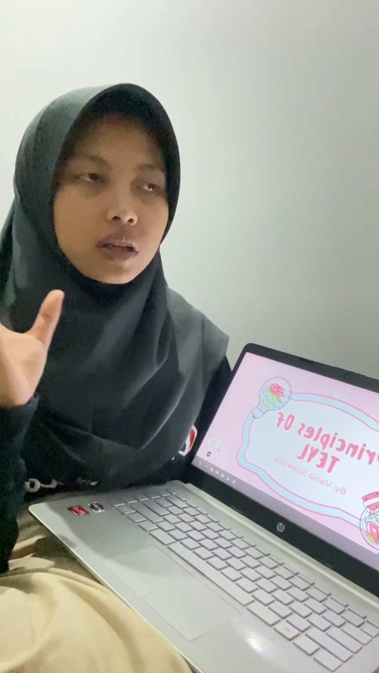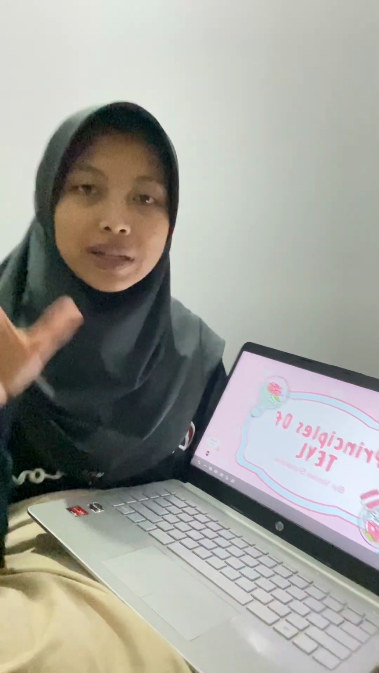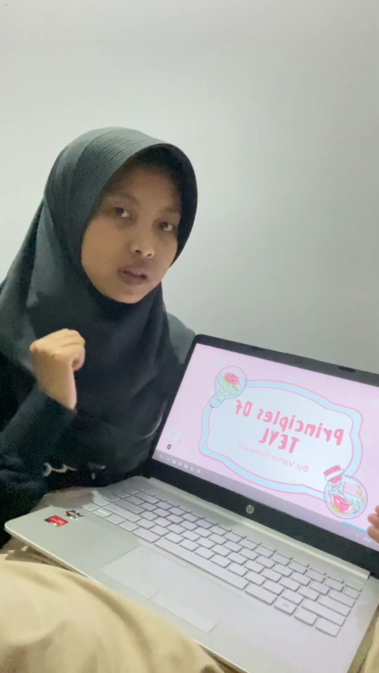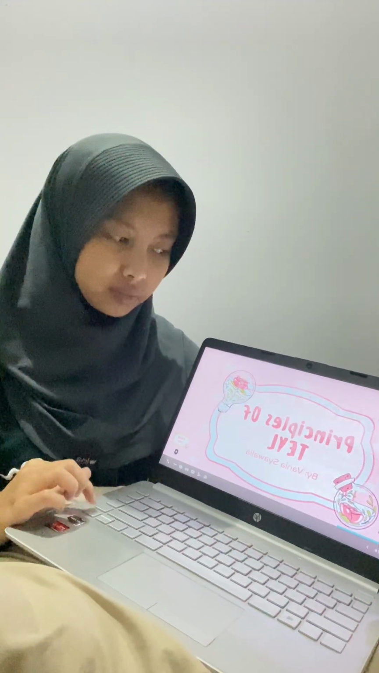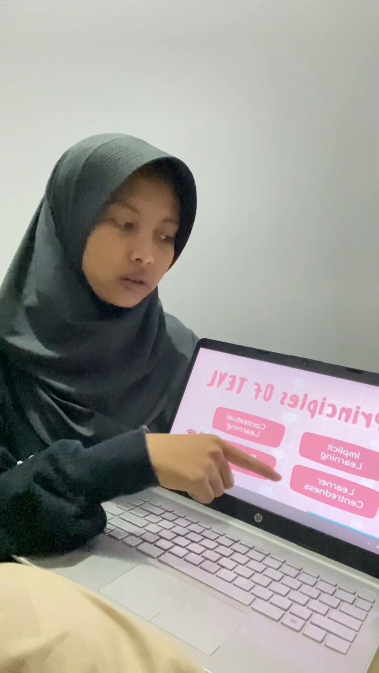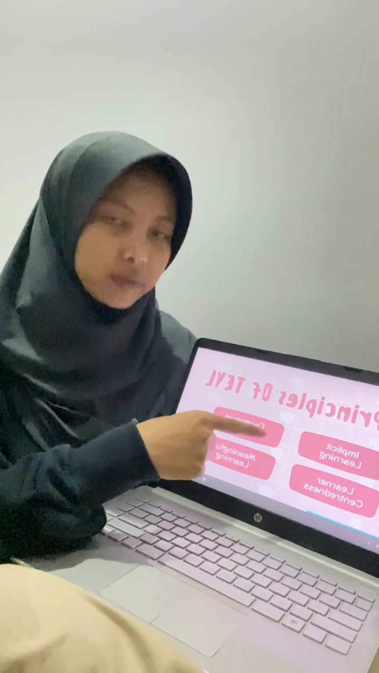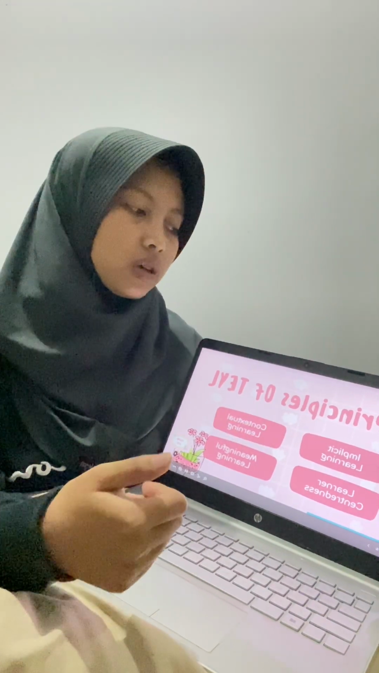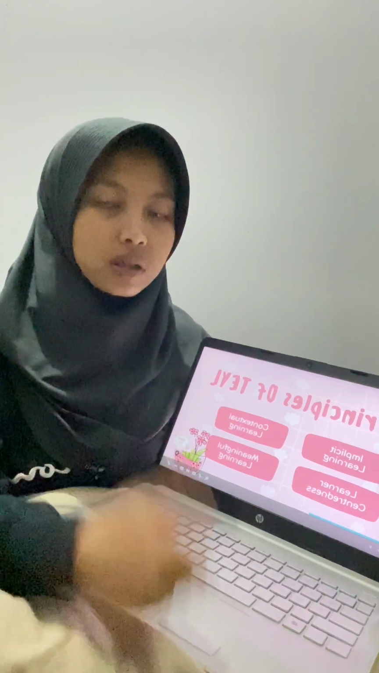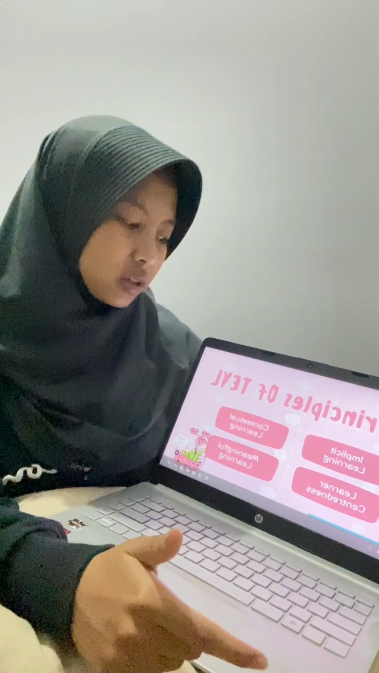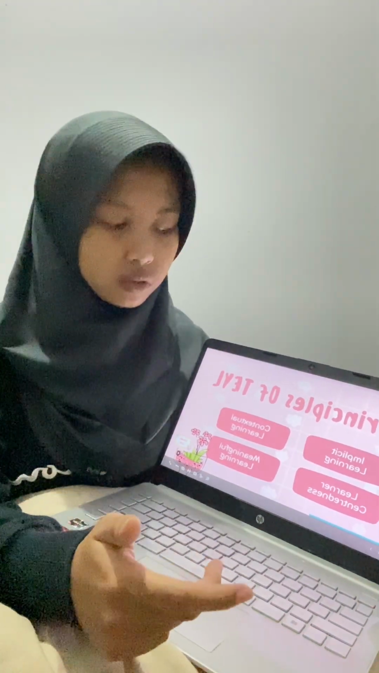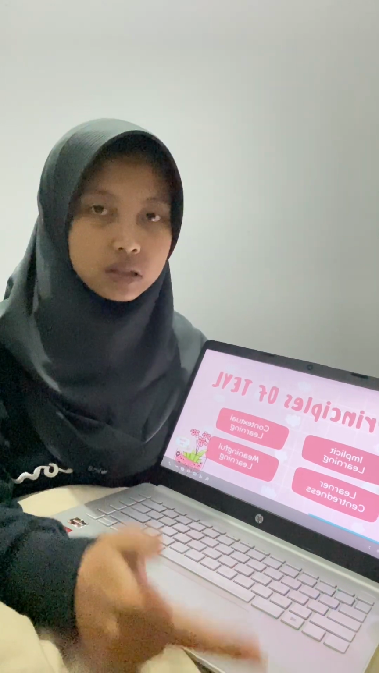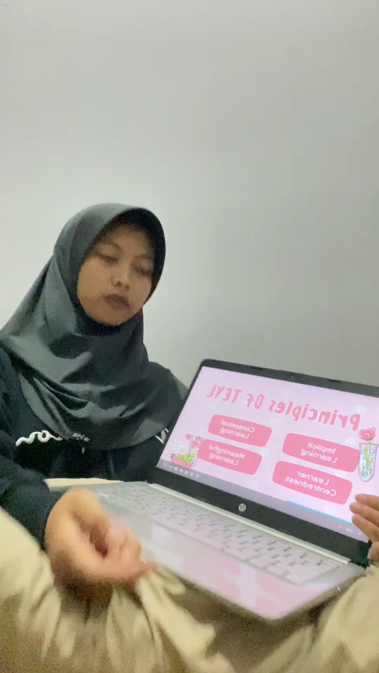So, how much do I know about the principles of TEYL? First, there are points included in the principles of TEYL. The first is implicit learning. Second is contextual learning. Third is learner-centeredness, and the last is meaningful learning.